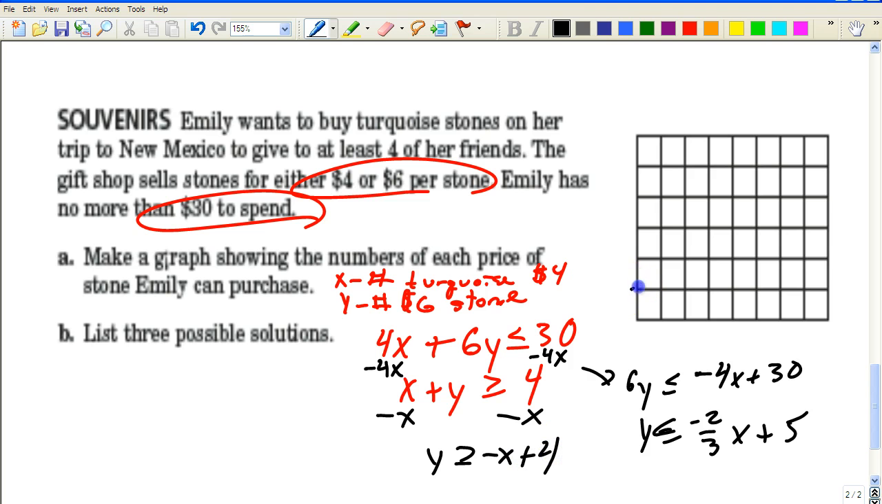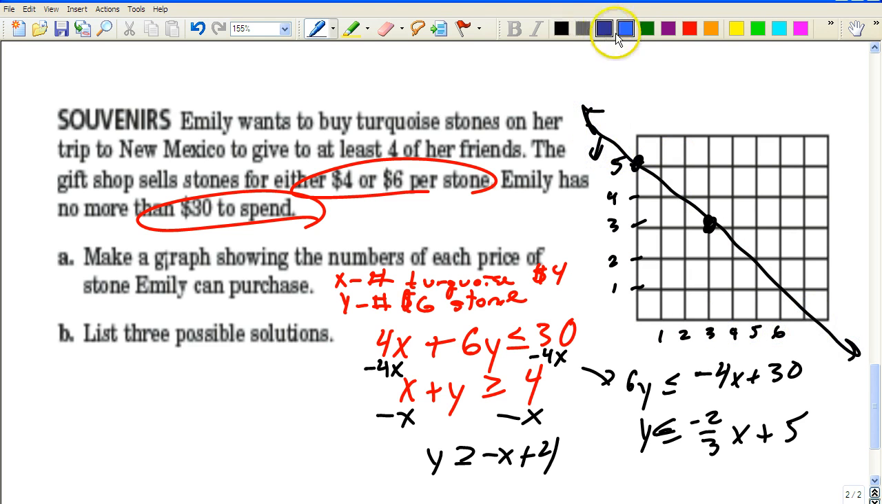So I'm going to go 1, 2, 3, 4, 5. So we're going to start here. Then we're going to go down 2, right 3. It's going to be a solid line. We want less than that, so we want to shade down.